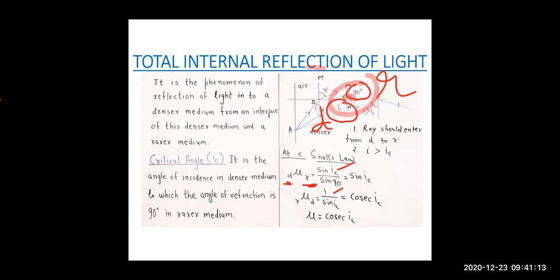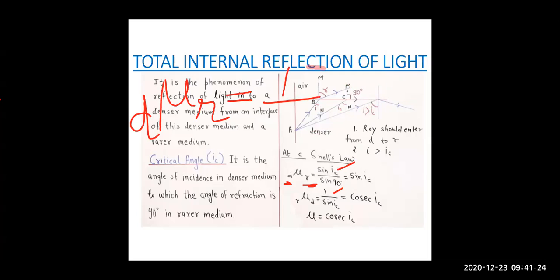Now we know, children, according to the principle of reversibility, that mu of rarer with respect to denser is the reciprocal of mu of denser with respect to rarer, right? So the same thing we are applying over here. If we want to find the refractive index of denser with respect to rarer, then this will be 1 upon this, that is 1 upon sin IC, and 1 upon sin is cosec. So your mu of denser with respect to rarer is cosec IC.